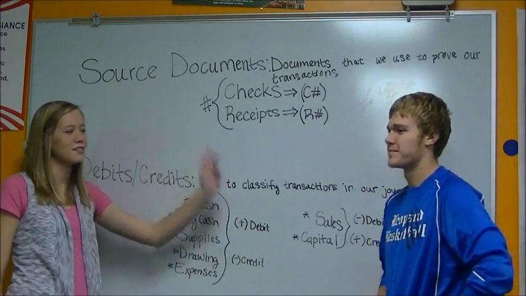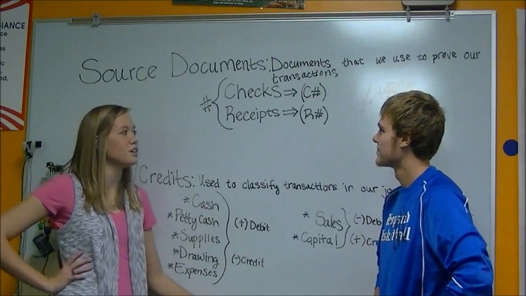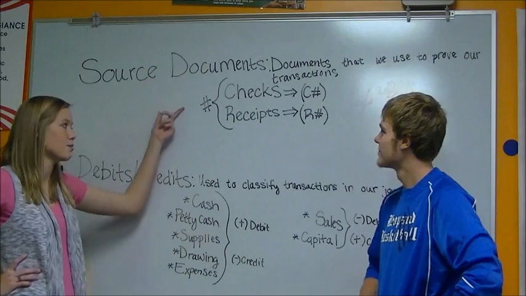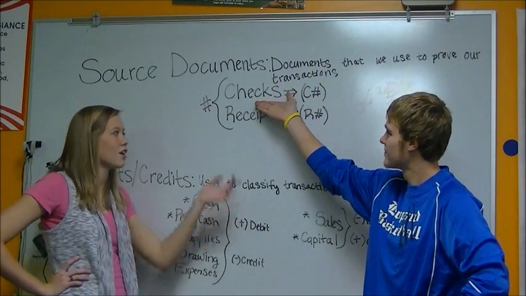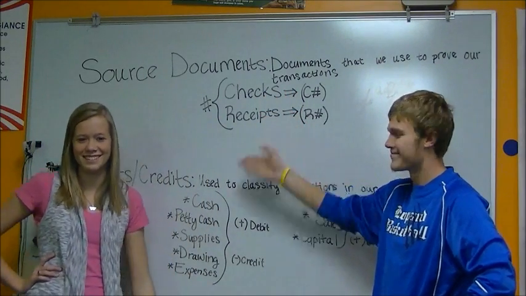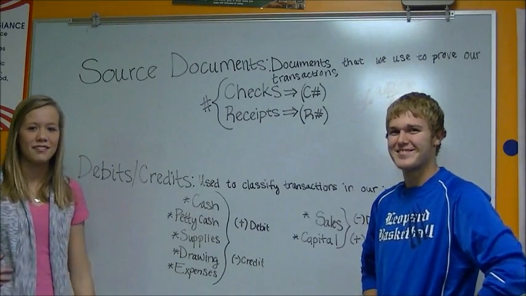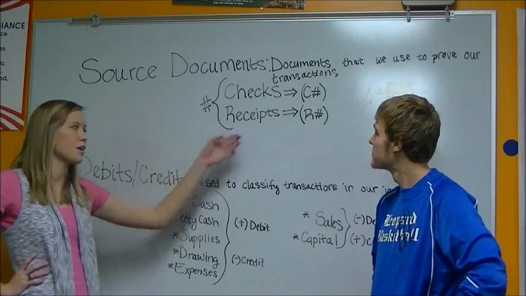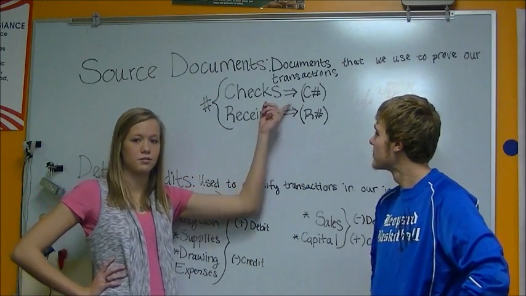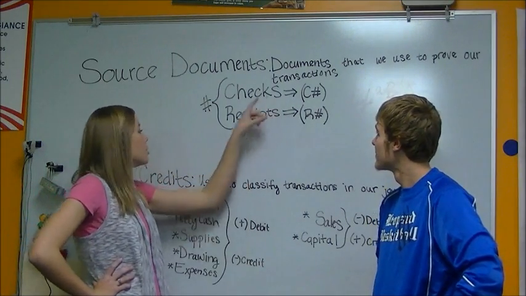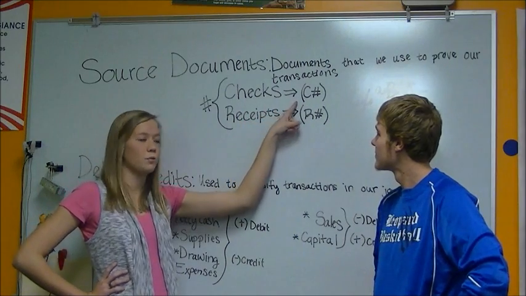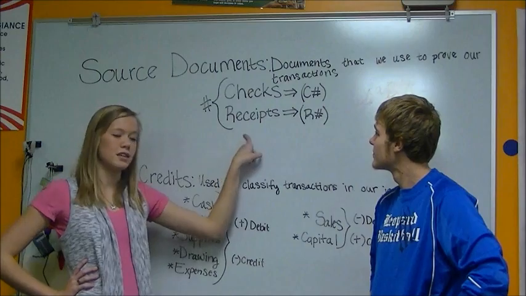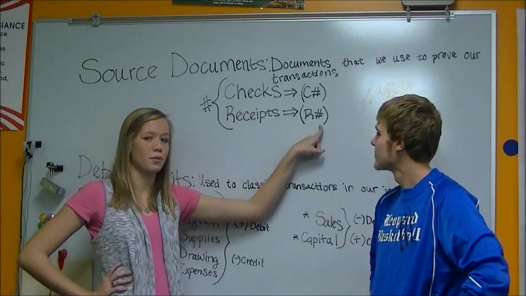Source documents. Source documents are documents that we use to prove our transactions. The two kinds of source documents that we will be using for your business are checks and receipts. Source documents have their own special column on the journal. In this column, we will write the document that we use for that transaction. So for a check, in this column we would write C and then the number of the check. For a receipt, we would write R and then the number of the receipt.